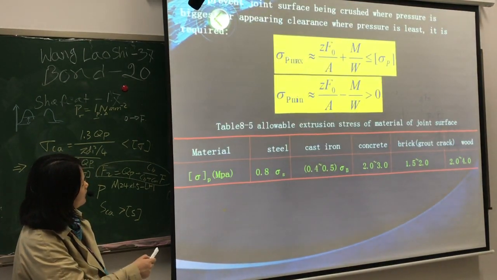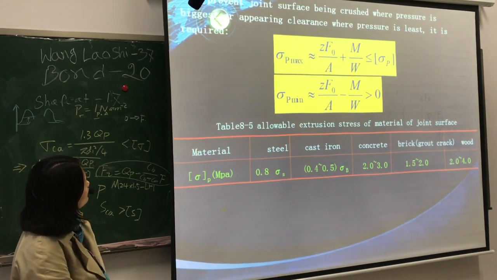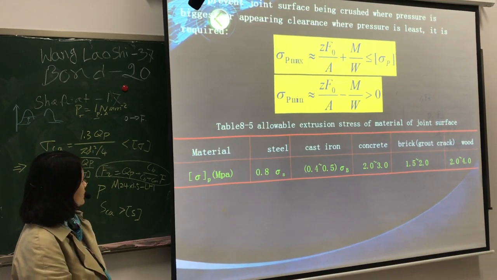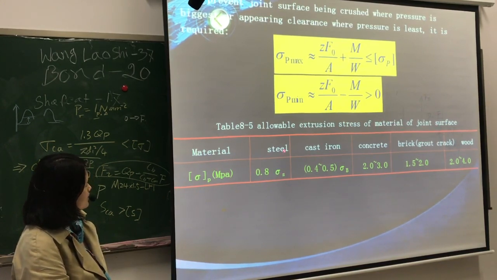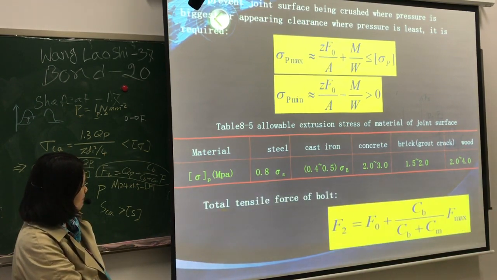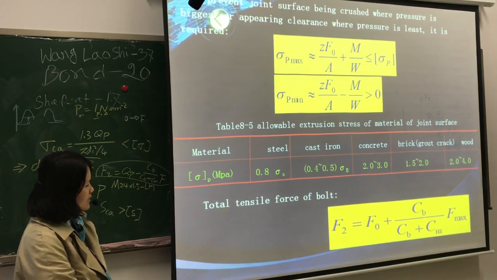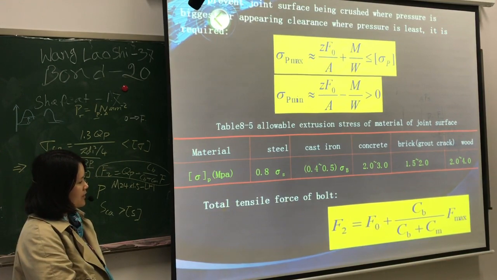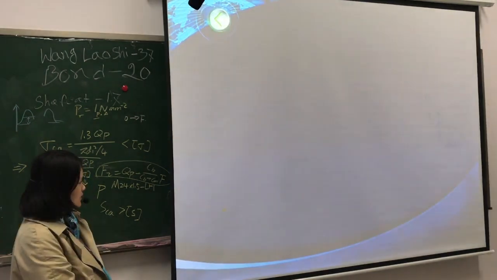And we can calculate the sigma P max and the sigma P minimum under this condition. And this is the allowable extrusion stress of the material of the joint surface. This is for steel, cast iron, wood, brick, and so on. The total tensile force of the bolt can use this. F0 is the preload and this is the F max.